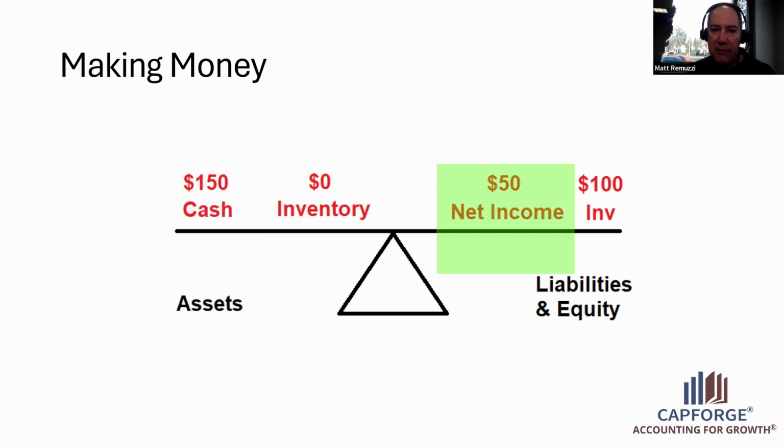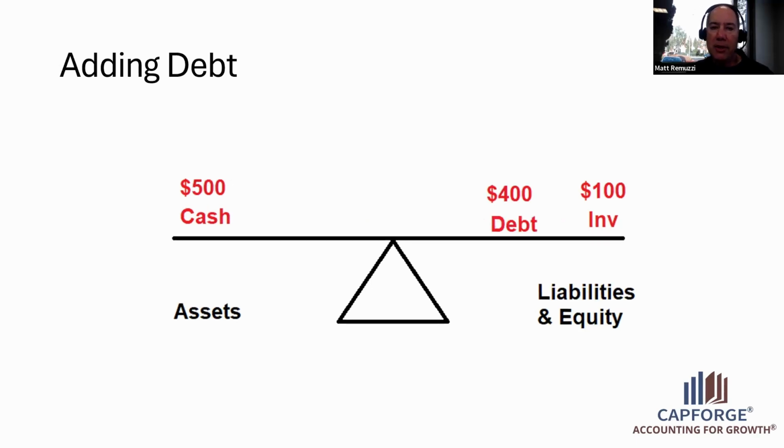We have $50 of net income, net profit that we made from selling that inventory, plus the original $100 of equity that we got for putting the original $100 of cash into the business. So it's balanced, 150 on one side, 150 on the other side. Everything looks good. Now, suppose you needed more money, you wanted to buy more inventory.